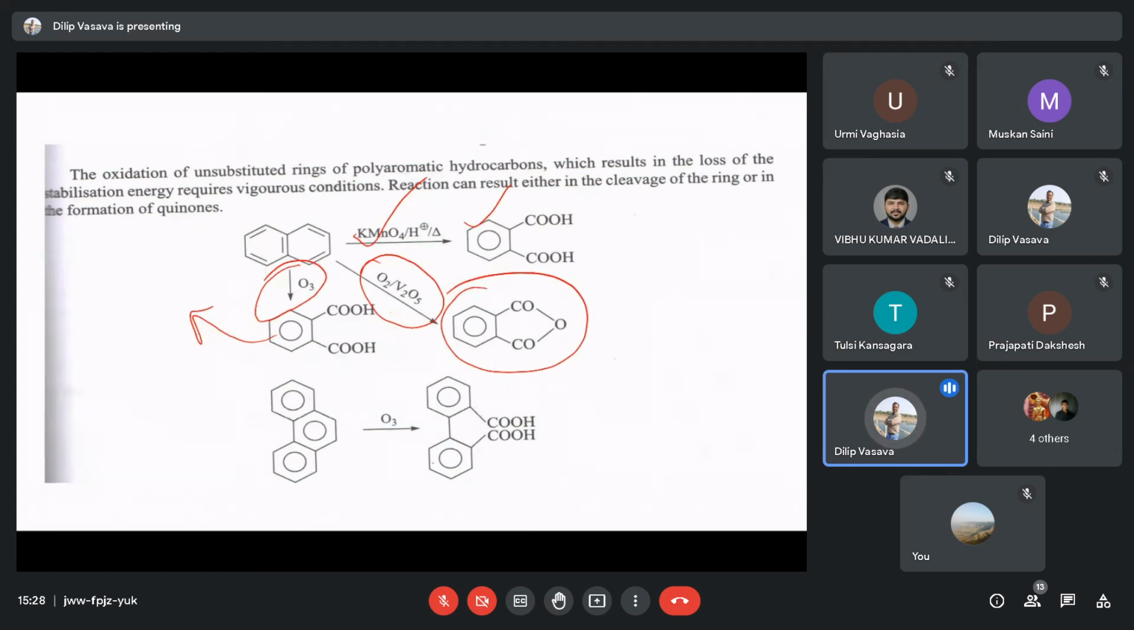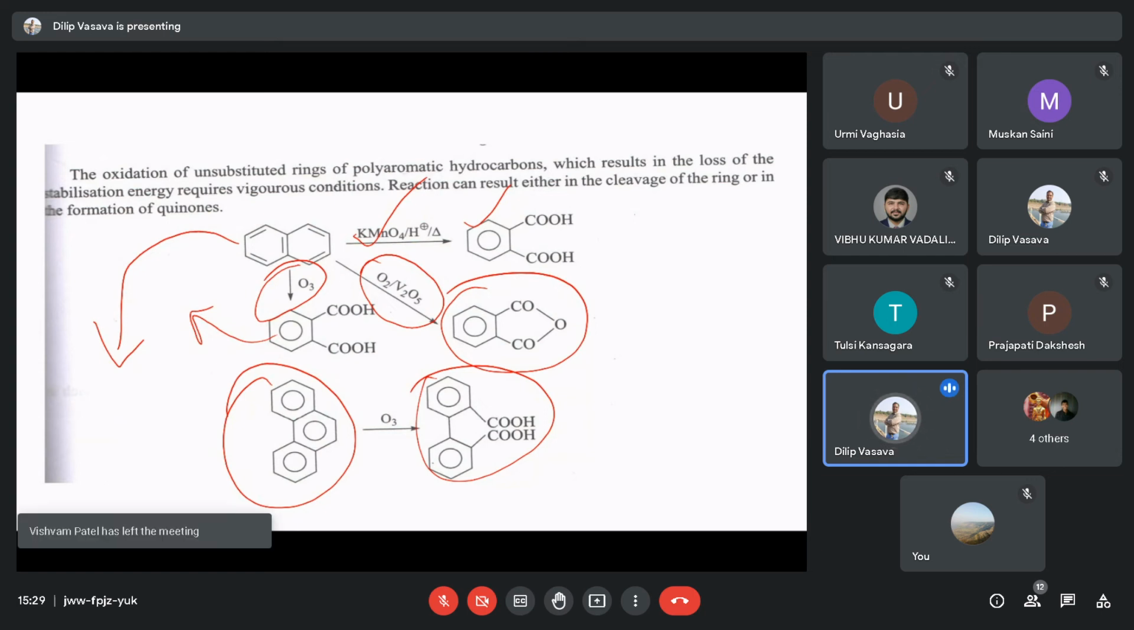In the same way, anthracene is given, and that is also oxidized to the dicarboxylic acid. So whenever a ring is oxidized, in naphthalene or compounds with more than two rings, it normally gives the dicarboxylic acid. And if you have gone through alkaloids, terpenoids and steroids, a lot of oxidation reactions are discussed where the moiety of the steroids, alkaloids or terpenoids is oxidized, and you will be able to see the dicarboxylic acid formation.